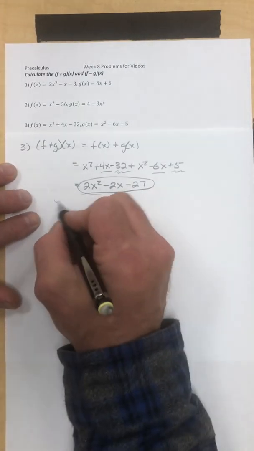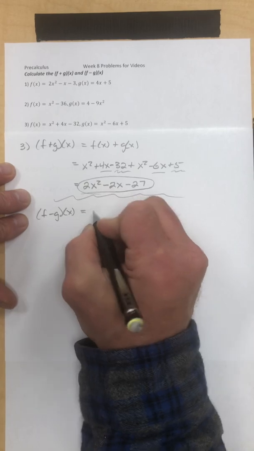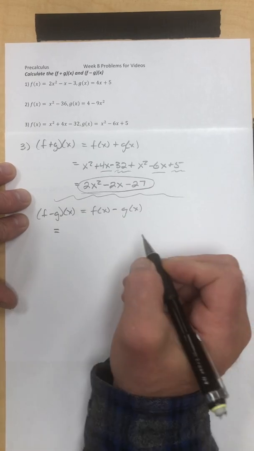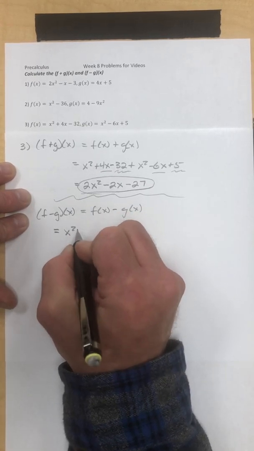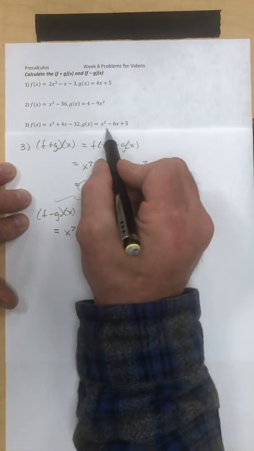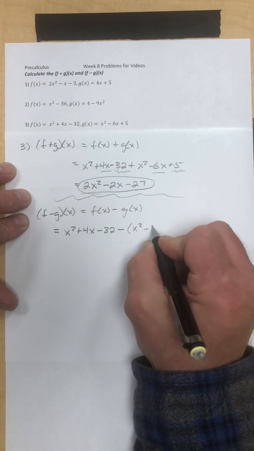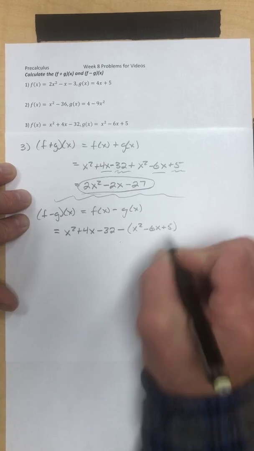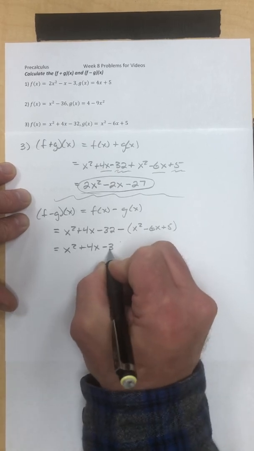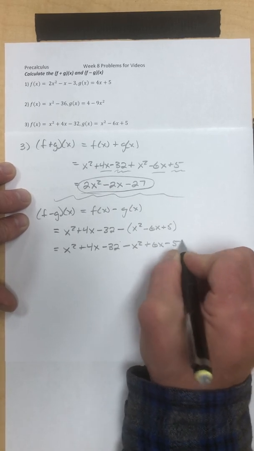Now I have to do f minus g of x. So I have f of x minus g of x. So I have my x squared plus 4x minus 32 minus, and again I'm subtracting something with more than one term, so I have to use the distributive property. So x squared minus 6x plus 5. And distribute the negative 1, I get x squared plus 4x minus 32 minus x squared plus 6x minus 5.